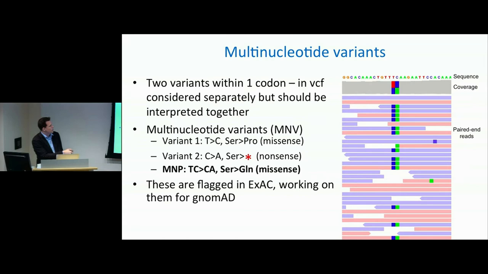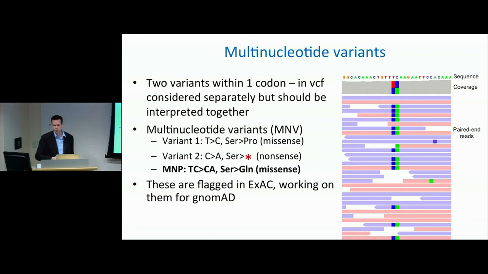But in fact, you can see very clearly in this data set that both of them are found on the same reads. That is, they are actually present as a single event. And the combined effect of those two variants is a serine to glutamine missense mutation. So these are actually flagged in ExAC. If you look up a variant in ExAC that is tagged as a nonsense variant, but it has one of these adjacent variants next to it, it will come up as being flagged in that data set. We're working on doing the same thing across gnomAD now.